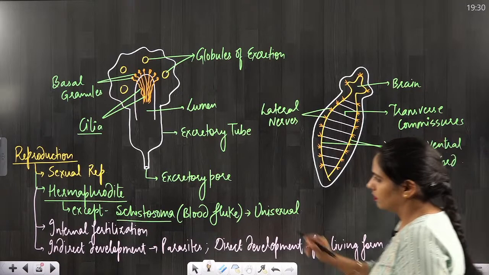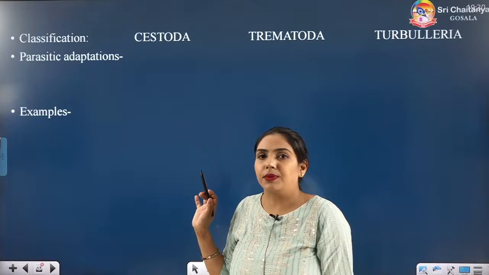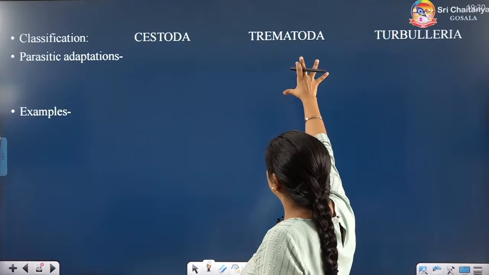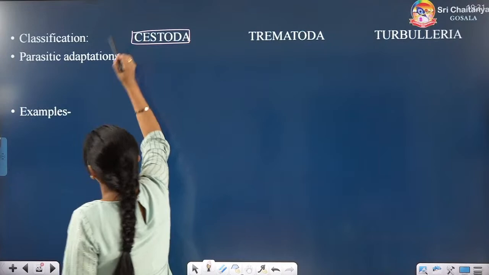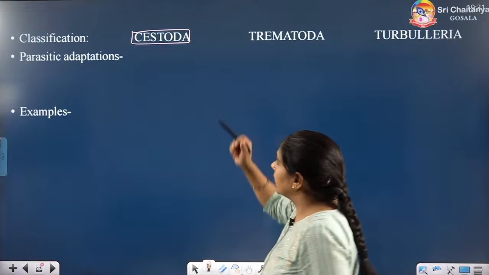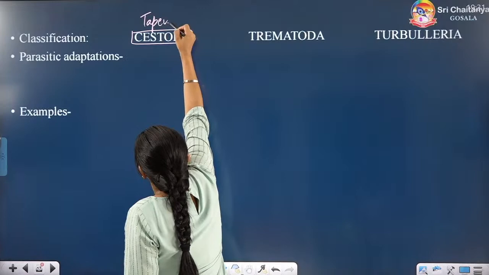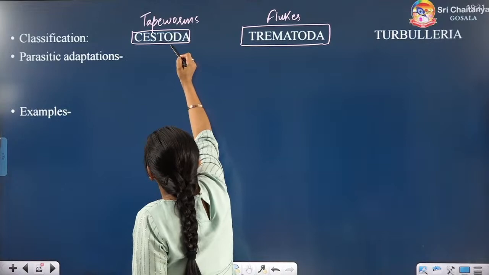Now coming to the parasitic adaptations. How can you understand parasitic adaptations? If you remember that there are tapeworms, there are trematodes. Trematodes are flukes, and there are free living forms. So there is a class known as Cestoda. We don't have to do the classification. Why am I telling you this? Because there are three different types of worms here. One type is Cestoda, tapeworms. Trematoda are flukes. And both of these are parasites.